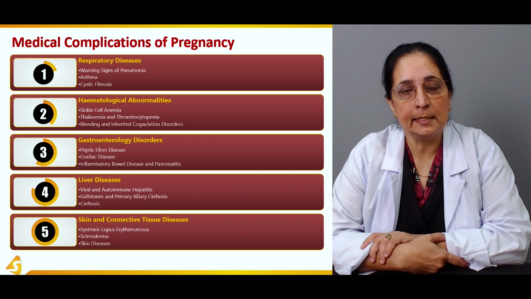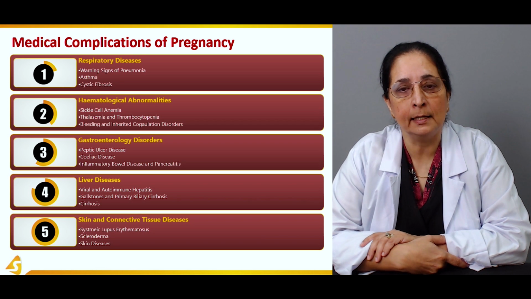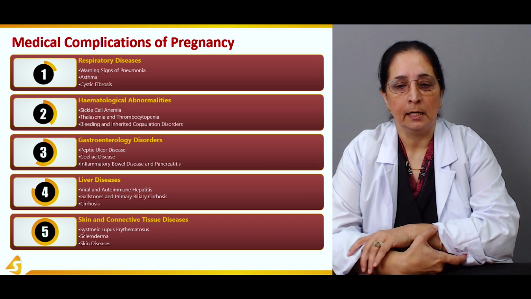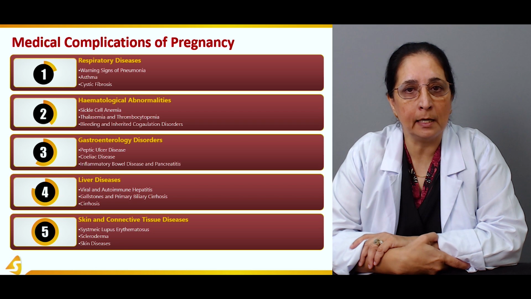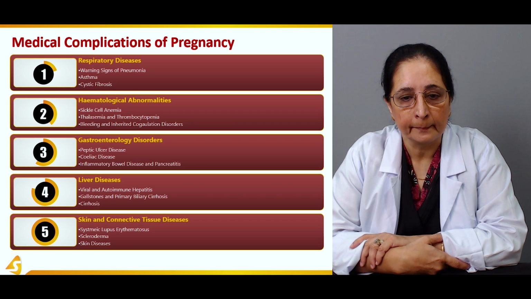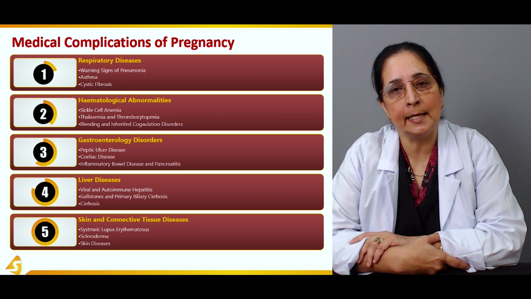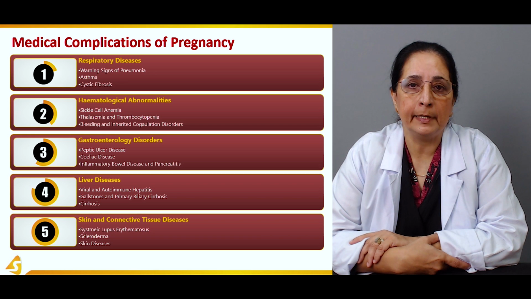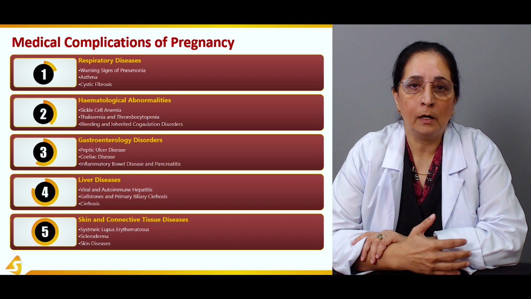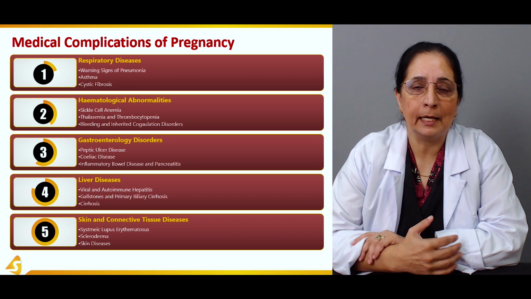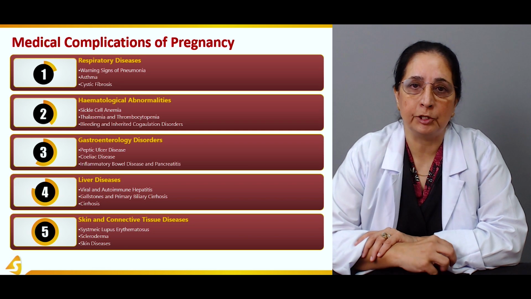Then in the fifth and final section of our lecture, we will talk about skin and connective tissue diseases, in which mainly we will talk about SLE or systemic lupus erythematosus. Then we will talk about scleroderma and some other skin diseases that can complicate pregnancy. So very interesting topic. All these different medical conditions that can complicate pregnancy will be discussed in our today's lecture topic.